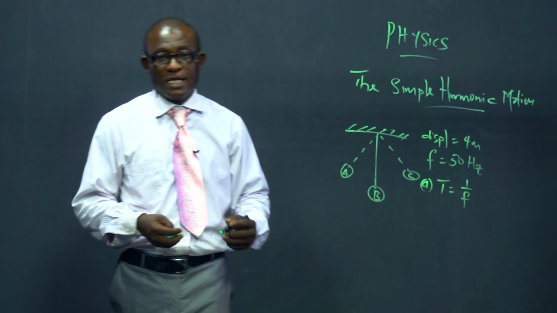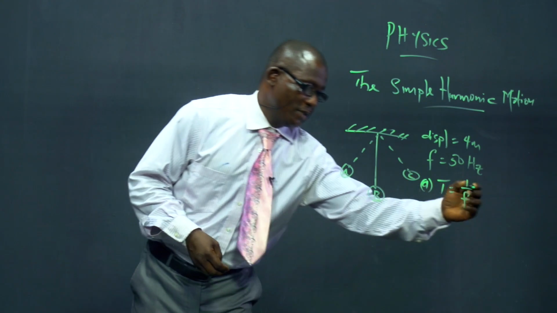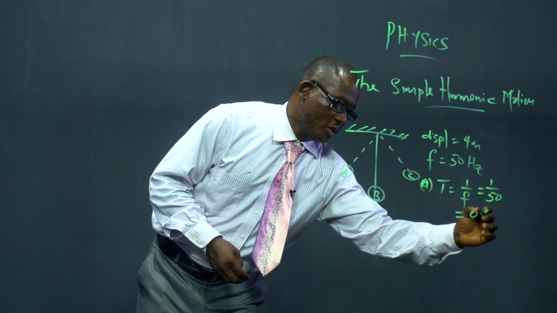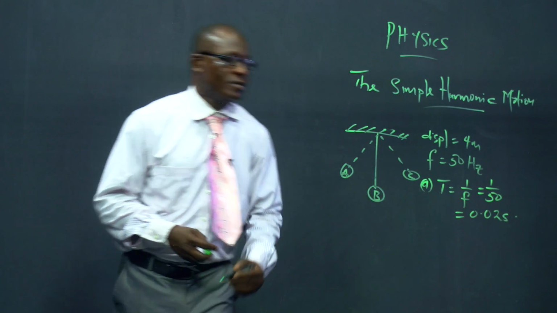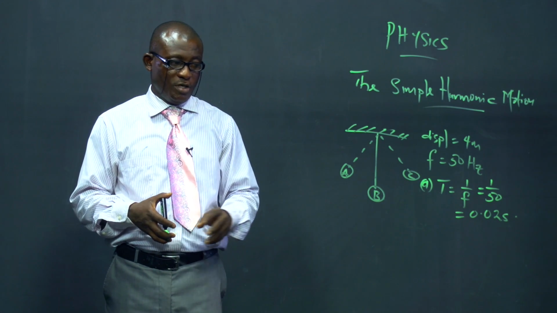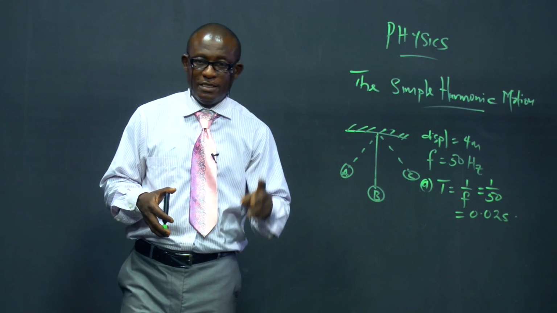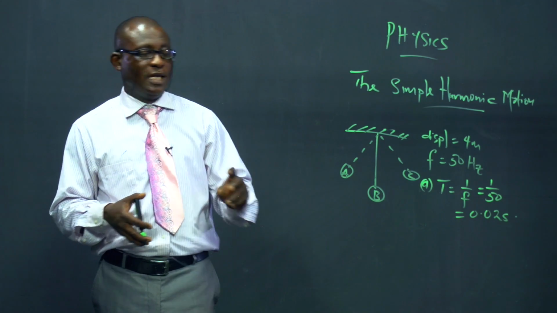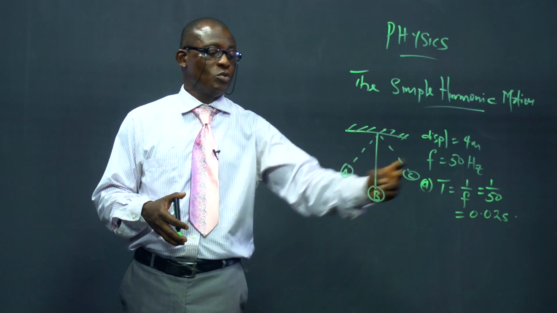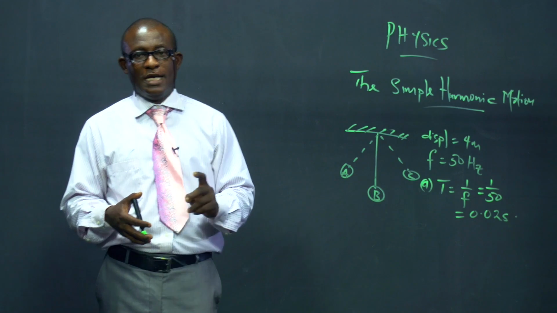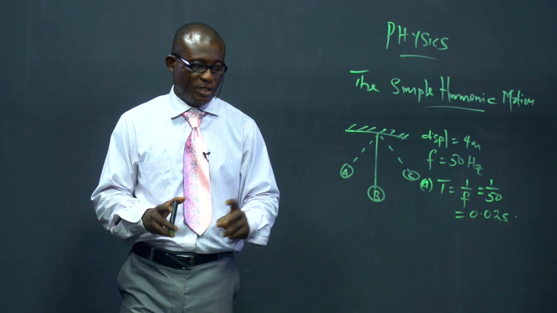We are given frequency as 50, which implies the period is 1 over 50. And that will give us 0.02 second. That is the period. The period, we define it as the time to complete one oscillation, that is to move from point A through B to C and back to A. So, time for one complete oscillation.